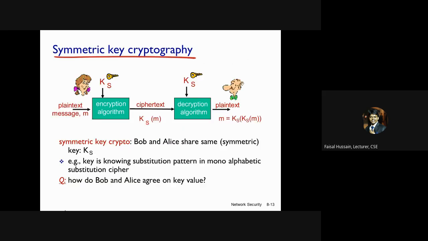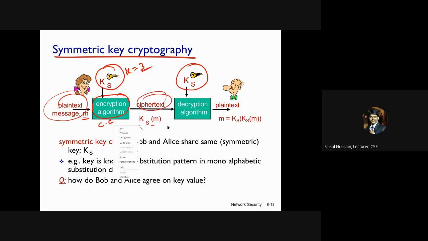So in this symmetric key cryptography, what is the process? The Caesar cipher is also a symmetric key cipher, as we said: a shared key is used, one key for encryption and the same key for decryption. Here the key is k equals 3. The encryption algorithm is the Caesar cipher. Using this key value, it converts the plain text message M into a cipher text KSM.